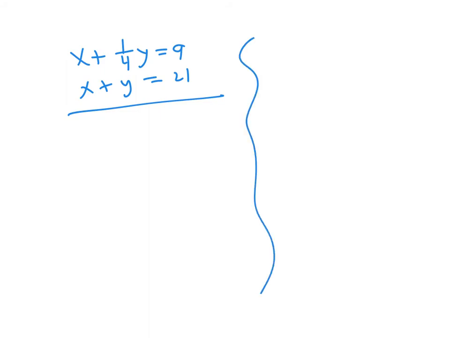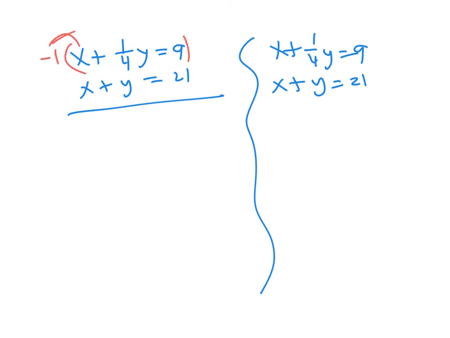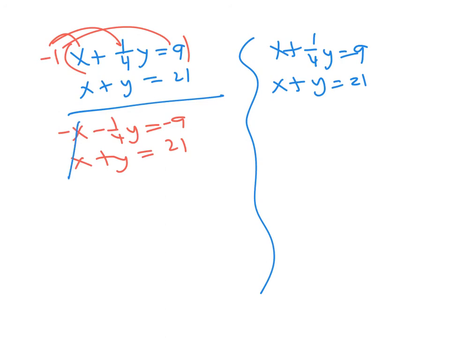Okay, so if we look at this problem, just writing it again so that I can have it for when I show you guys both methods. All right, if I want to, let's get rid of the x on this first one. So this, I have a positive x and a positive x. So in order, the opposite of positive 1x is -1x. So I'm going to distribute a -1 to everything. So I get -x minus 1/4 y equals -9. And then I have x plus y equals 21. Okay, now the x's are going to cancel out.